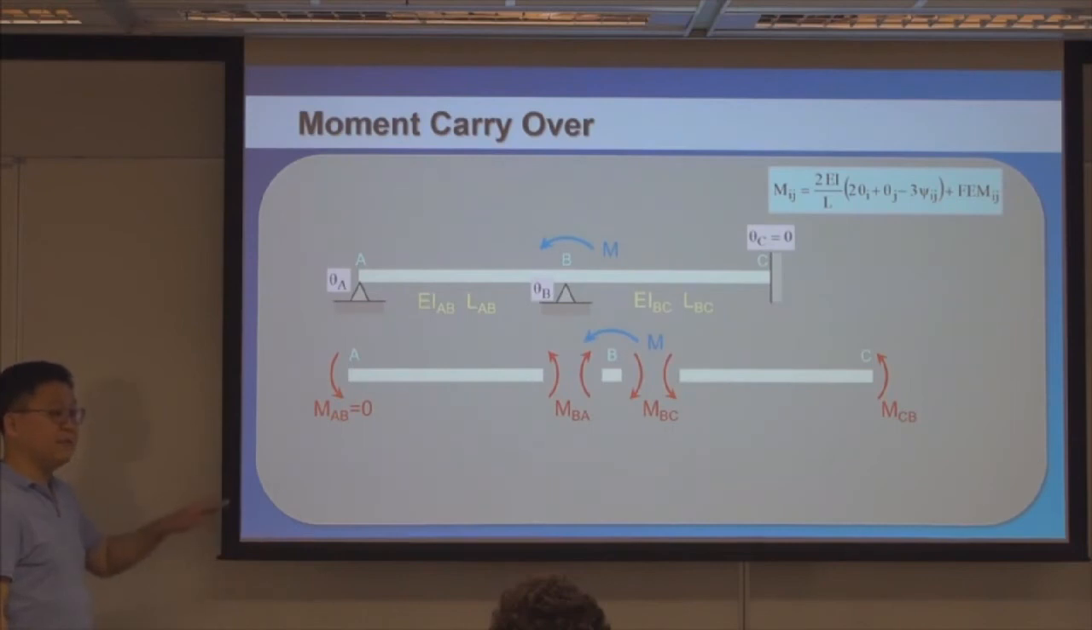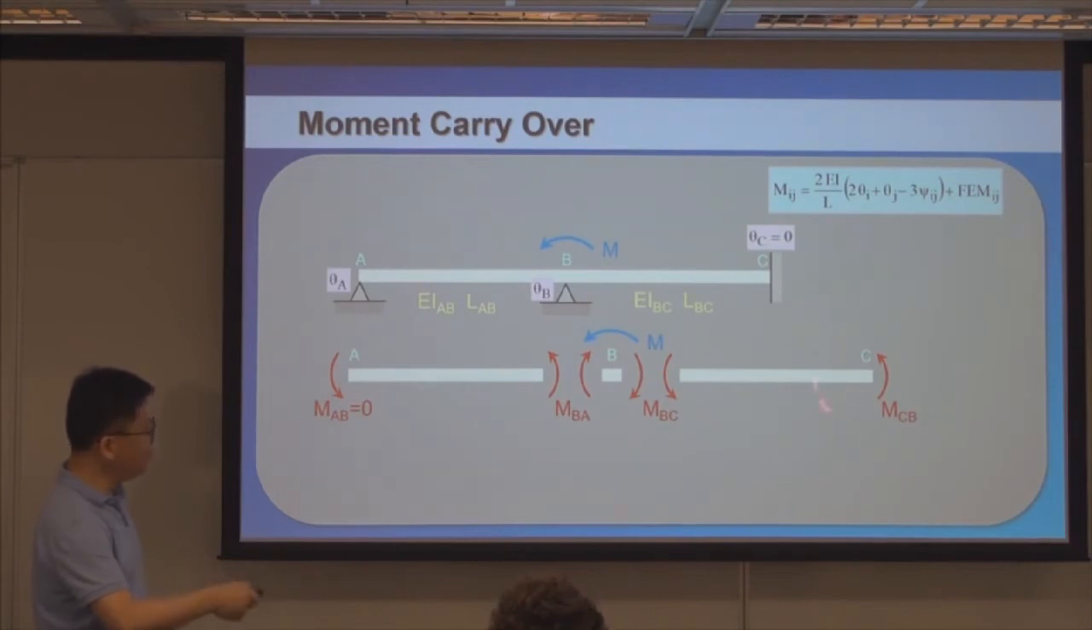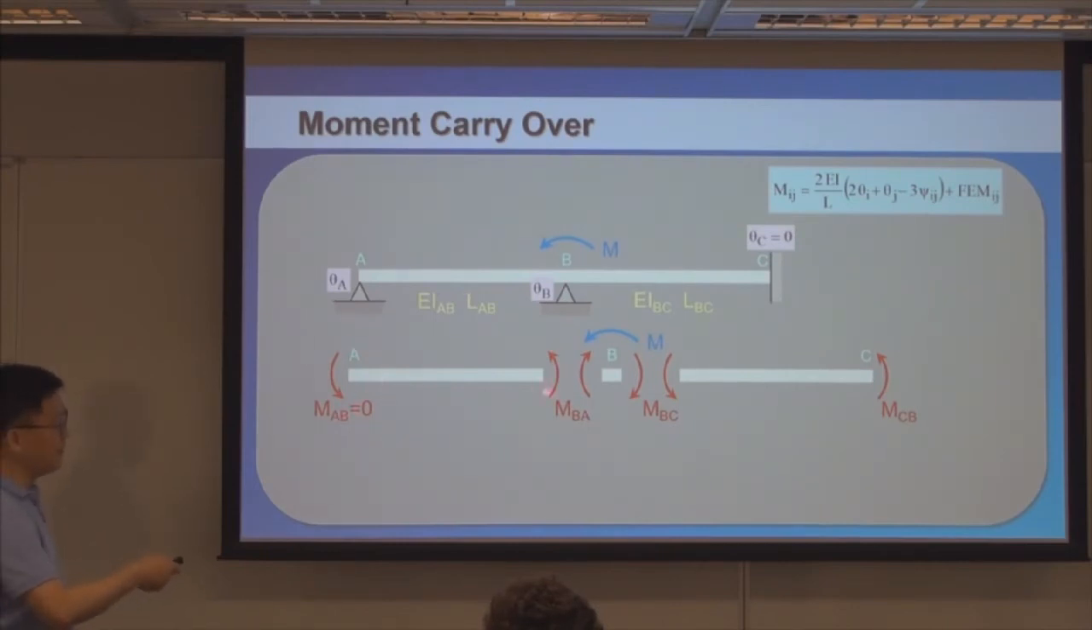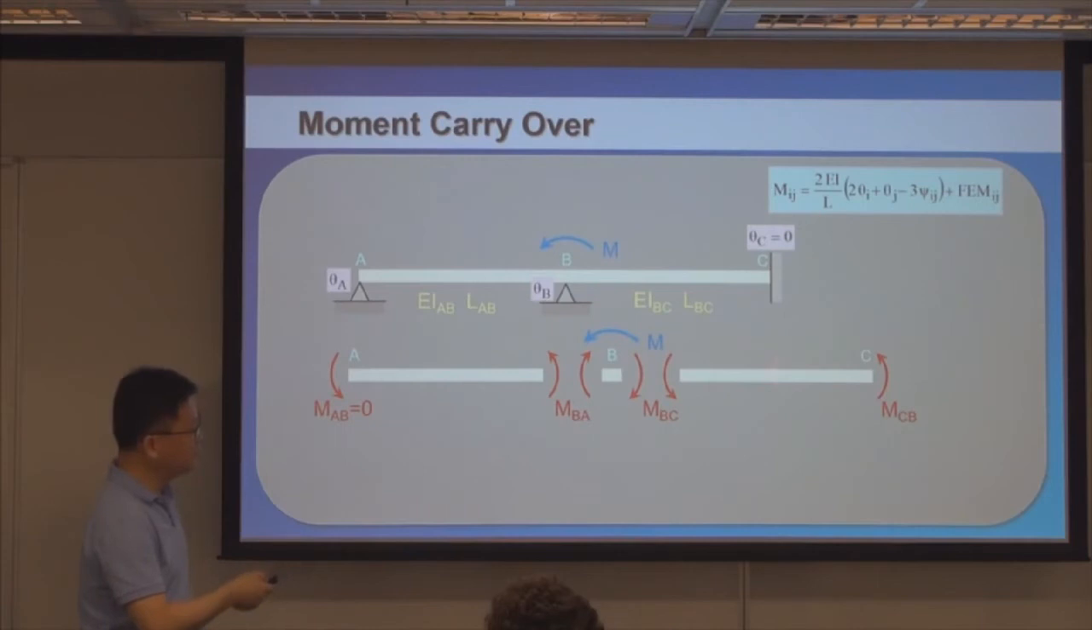Now, that's the first concept, distribution. The second concept is called carryover. So now you have the moments here distributed. How about the moment here and moment there? Well, the moment here is very easy because this is moment free. So there's nothing you need to worry about. Whatever you get there is not affecting this at all. Right? Now, how about the moment here and then there? Are they related?